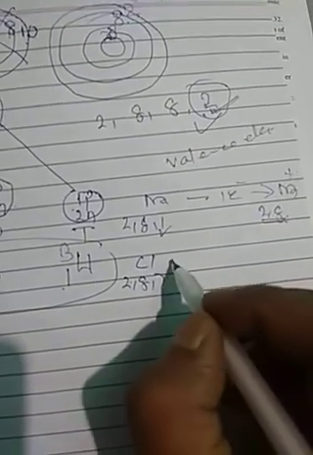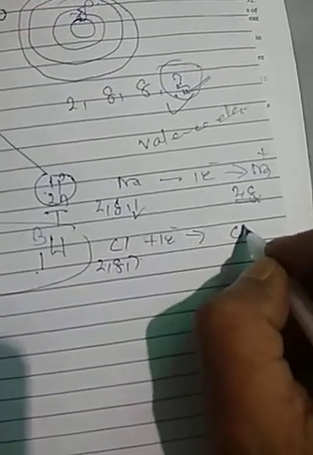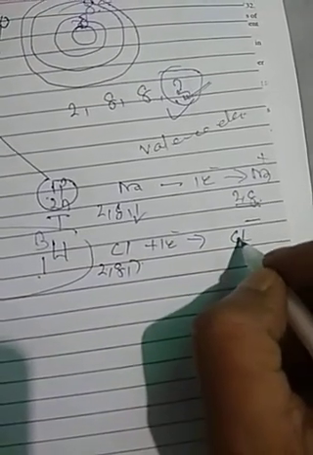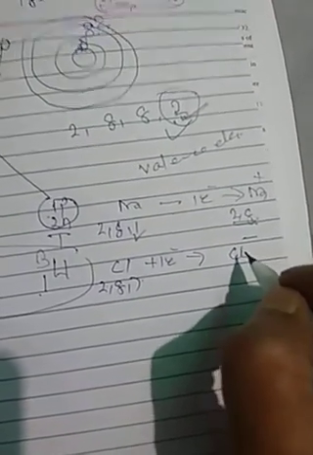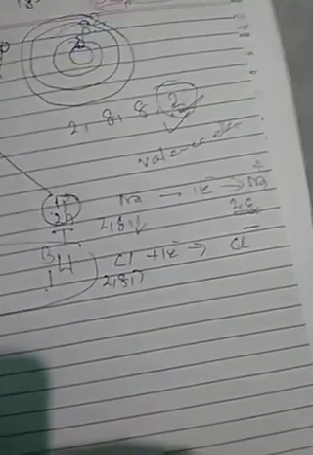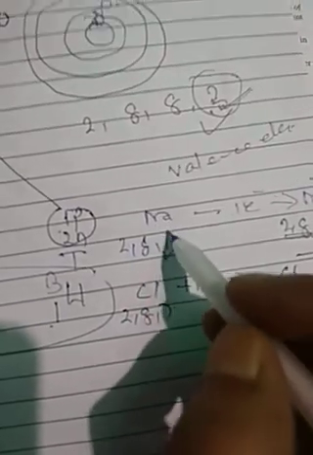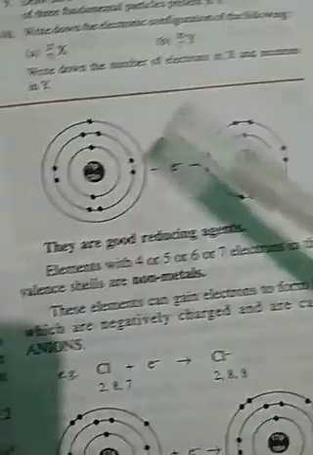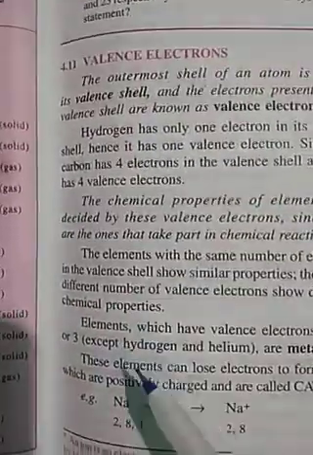Now chlorine has atomic number 17, so it will have 2, 8, 7. The lost electron is gained by chlorine and it forms, what will form? You will say chlorine ion, but chlorine ion is wrong. It will form chloride ion, not chlorine ion but chloride ion. So outermost electrons take part in chemical reactions. Then if you see these things, I have given you this example.